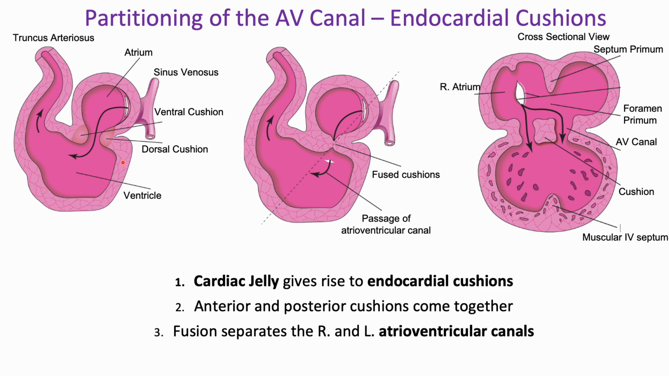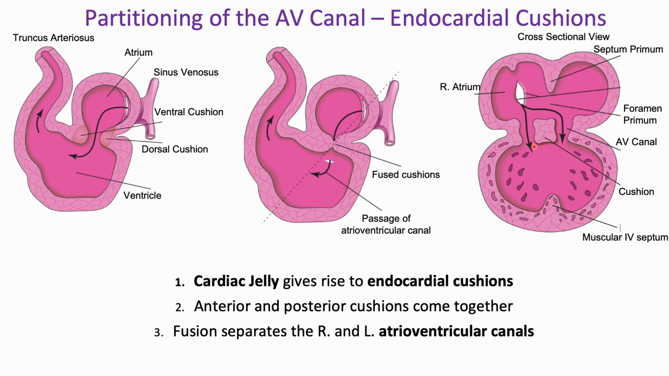So we have certain components of the developing heart called cardiac jelly. And this cardiac jelly is going to give rise to a ventral cushion and a dorsal cushion. Okay, and this is going to be separating the atrium superiorly and ventricles inferiorly, as well as separating a right side and a left side, or at least starting to form those components. Right, so the anterior and posterior cushions are going to start to come together, and once they fuse, we're going to have canals, and these canals are going to be called the atrioventricular canals.